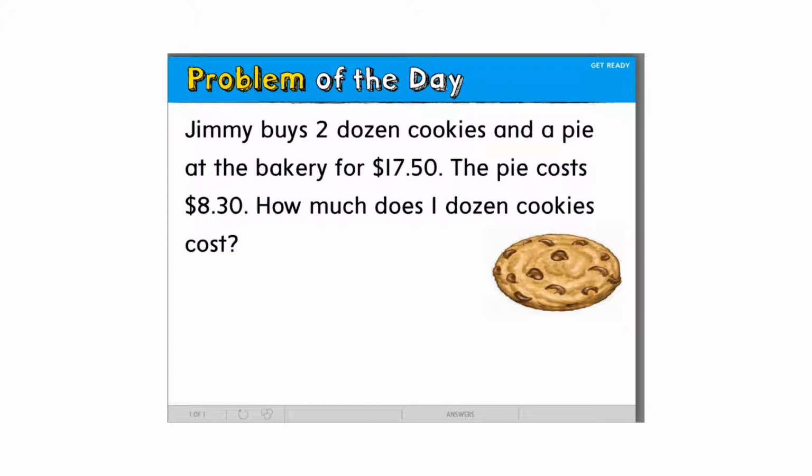All right, so here's your problem of the day. Jimmy buys 2 dozen cookies and a pie at the bakery for $17.50. If the pie costs $8.30, how much does 1 dozen cookies cost? So I'm going to underline some of the important information. He buys 2 dozen cookies and a pie.